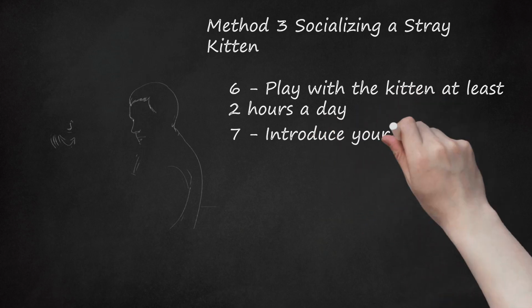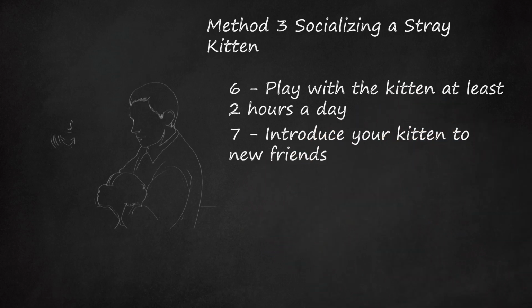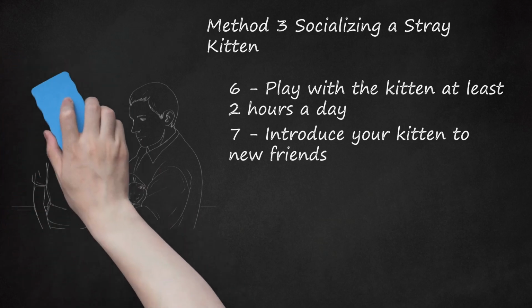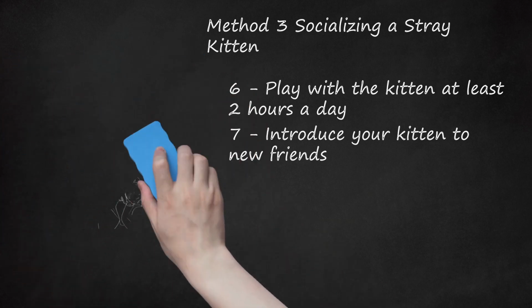7. Introduce your kitten to new friends. If a kitten is comfortable with you and not stressed, you can start introducing her to other pets. You should always supervise these interactions as you cannot predict how anyone will behave. You can also start introducing the kitten to other humans, so she gets used to humans other than you.